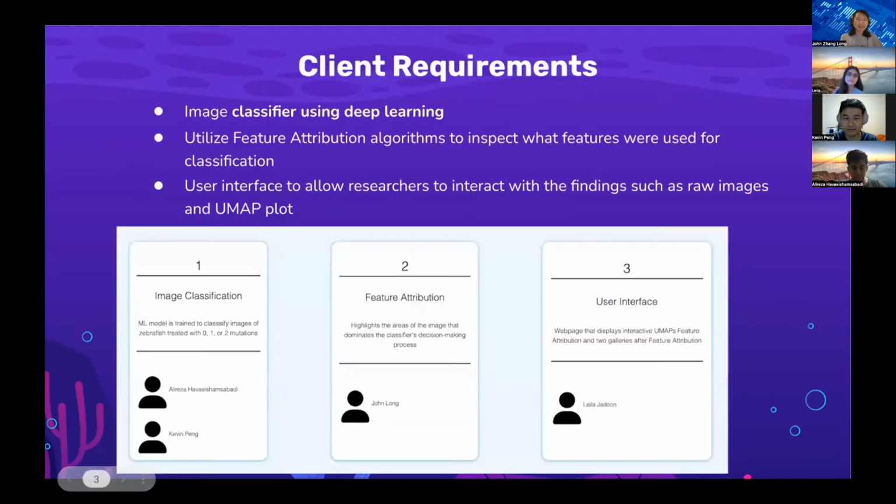Then we take images of these zebrafish and compare them to see if there's any differences in development or physiology. Our client has asked us to build an image classifier using deep learning that's capable of distinguishing between these different zebrafish images, as well as using feature attribution algorithms to inspect what features were used for the classification. This feature attribution data will then go towards a user interface that allows researchers to interact with the findings, such as the raw images, the feature attributed images, and the UMAP plot as well.